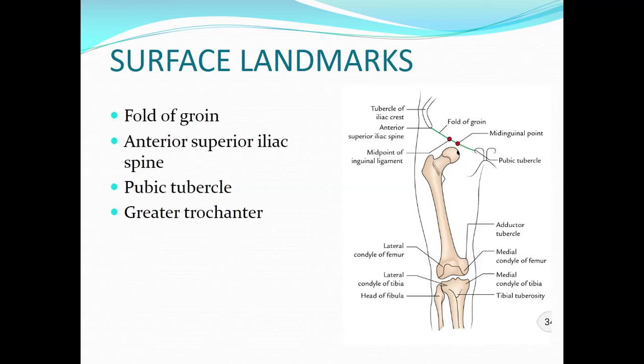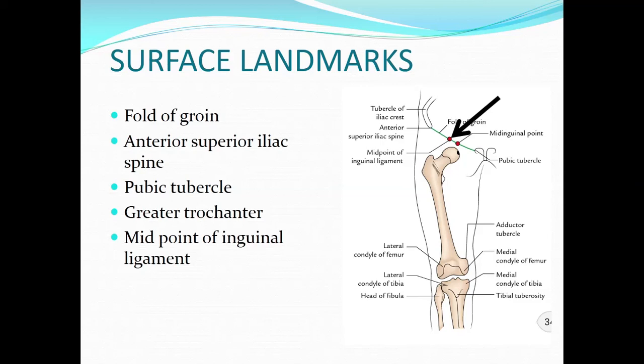Now the greater trochanter. On the upper lateral part of thigh there is a bony prominence known as greater trochanter. So this is greater trochanter. Next is midpoint of inguinal ligament. This green structure is inguinal ligament, and its midpoint is known as midpoint of inguinal ligament. So this is midpoint of inguinal ligament.